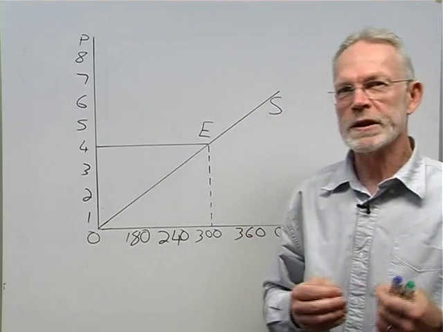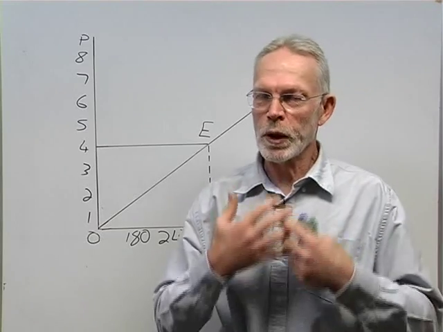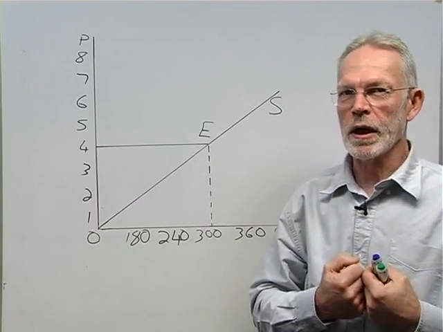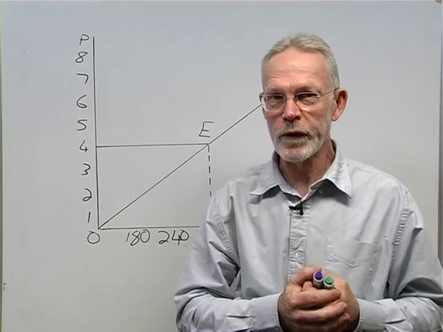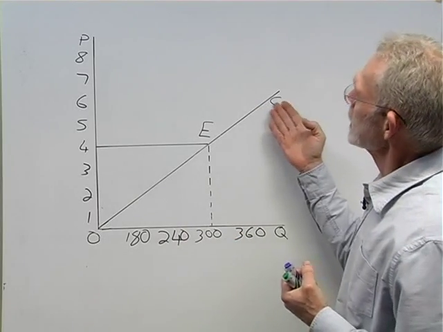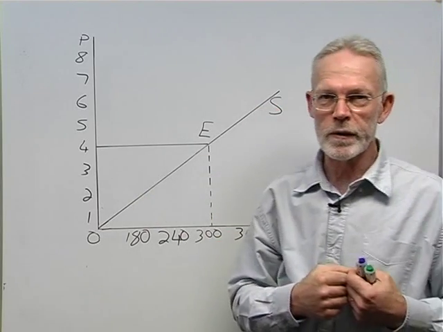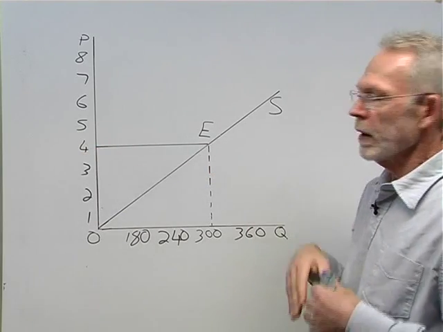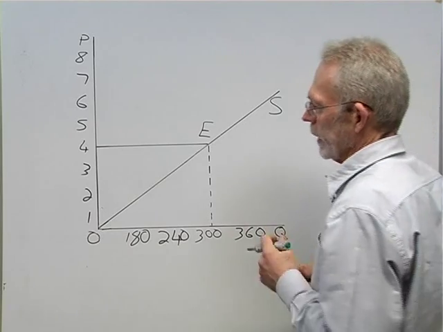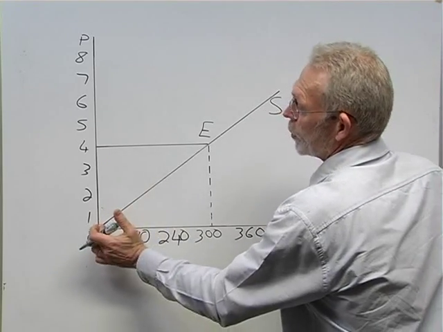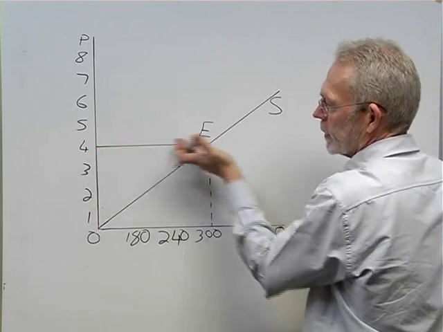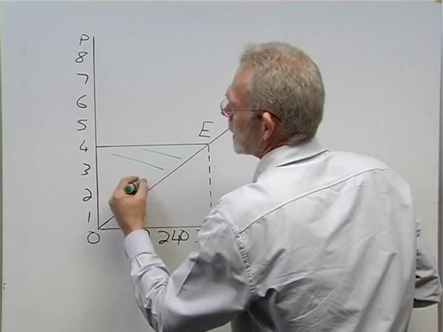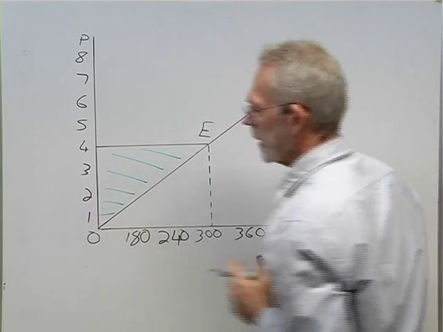We define producer surplus as the difference between what producers are willing to accept and what they actually receive. Graphically, what they're willing to accept is indicated by the supply curve. In our example, say the price is 4 Rand, producer surplus will then be represented by the difference between what they're willing to accept and the price of 4. In other words, this green triangle.